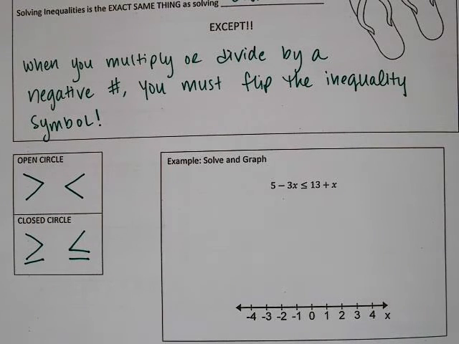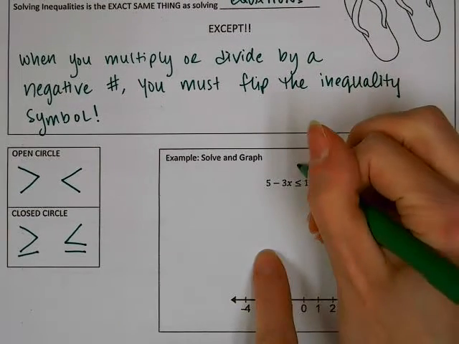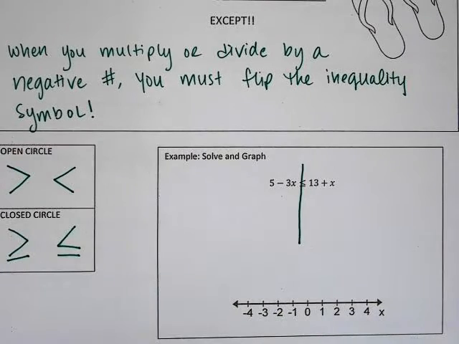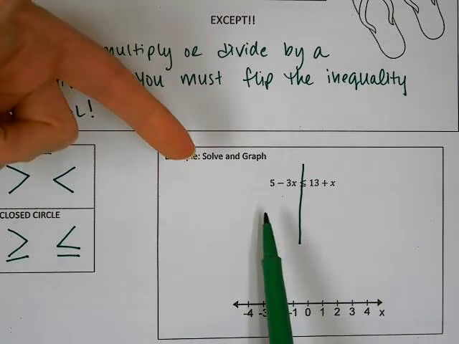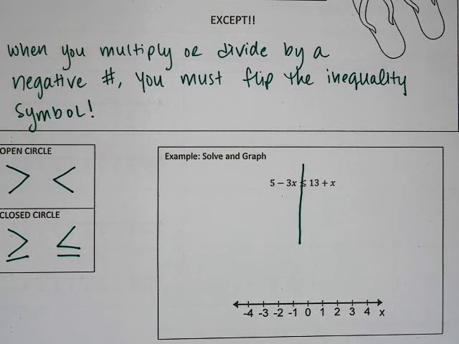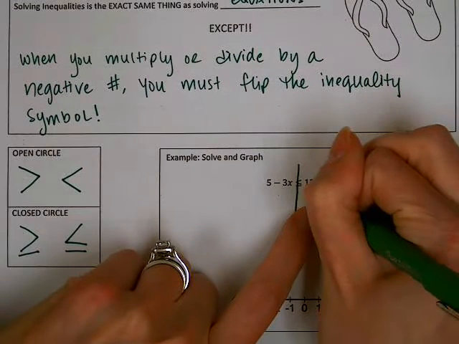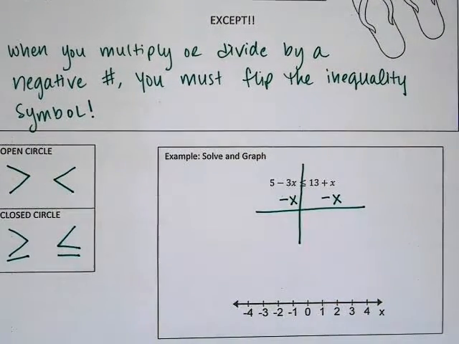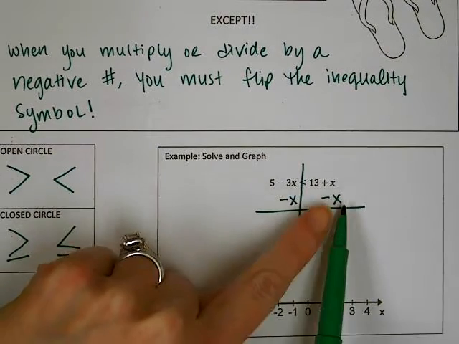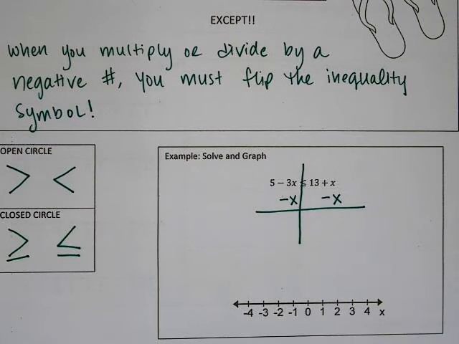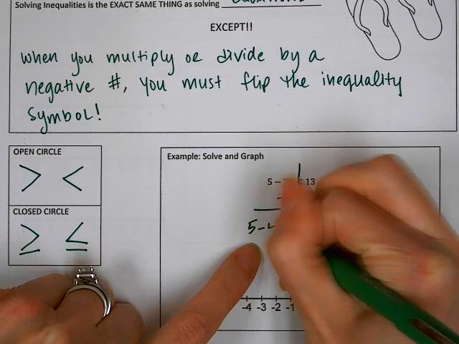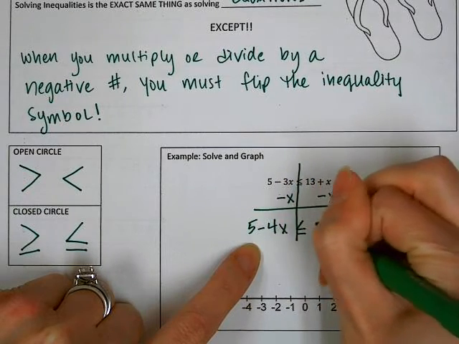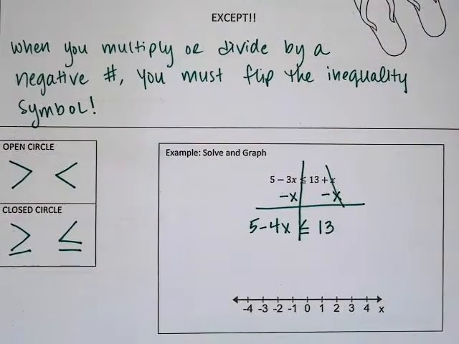All right, so let's actually try solving one. So just like before, draw the wall, and then you pick a side. You got to get all the x's to one side and all the constants to the other. And it doesn't really matter which way you go. So on this one, I'm going to subtract the x over to the left. I would say most people like to get the variables on the left, but it's up to you. All right, so now we have 5 minus 4x is less than or equal to 13 because these cancel.